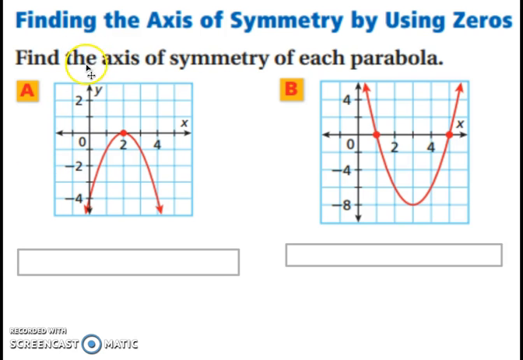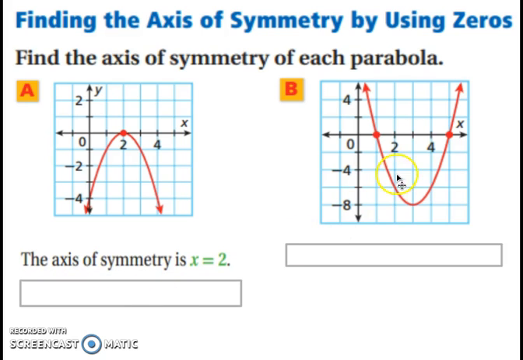So we're going to find the axis of symmetry for each of our parabolas. So if we look at this one, we're going to use our zeros to help us out. In this case, our vertex lands right on our 0. So we have an axis of symmetry that cuts this graph in half, and the equation for the line would be x equals 2.